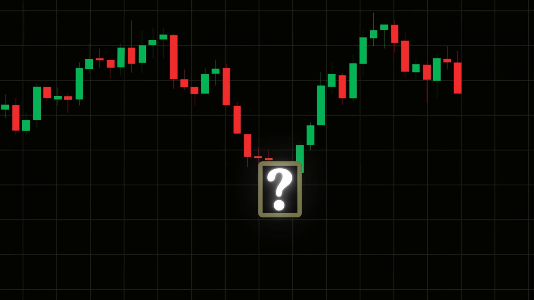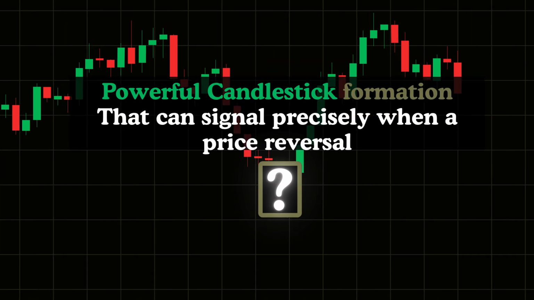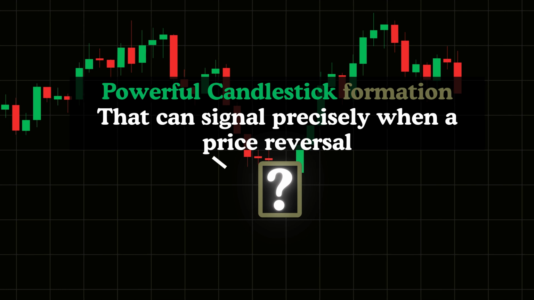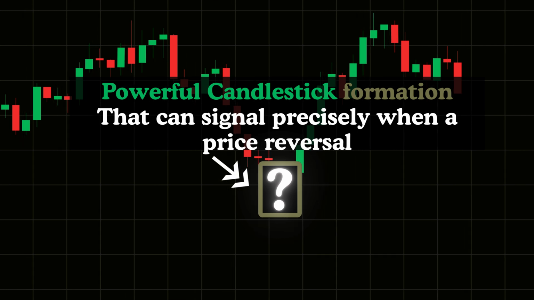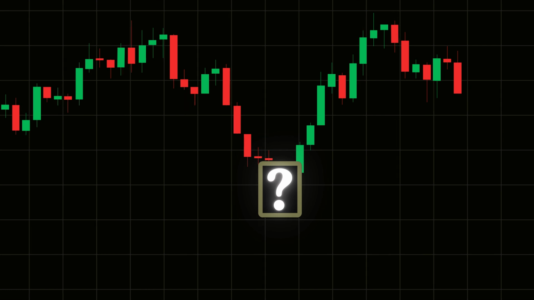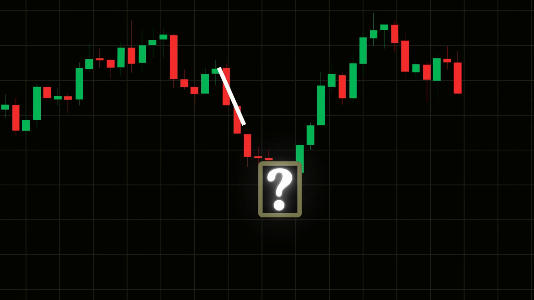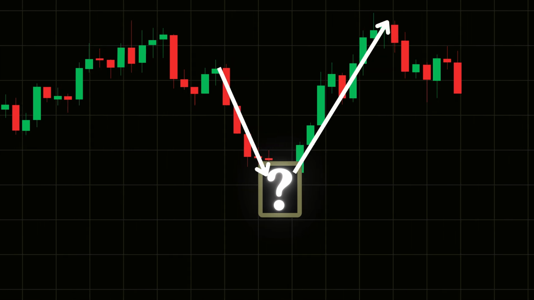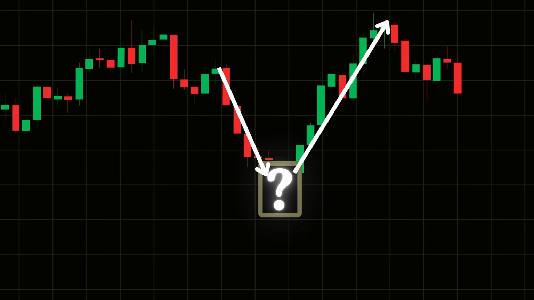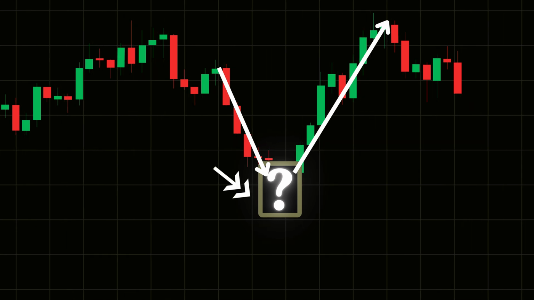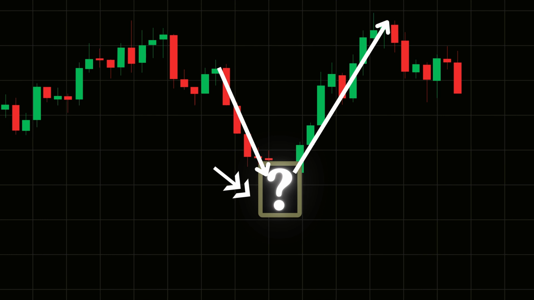Hey traders, what if I told you there's a powerful candlestick formation that can signal precisely when a price reversal is about to take place? This specific candlestick setup has been shown to consistently appear just before the market shifts direction. In this video, I'll break down what this candlestick formation looks like and how to leverage it for substantial gains.